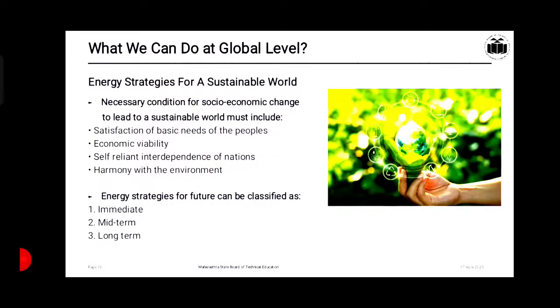Necessary conditions for socio-economic change to lead to a sustainable world must include satisfaction of basic needs of the people, economic viability, self-reliance, interdependence of nations, and harmony with the environment.